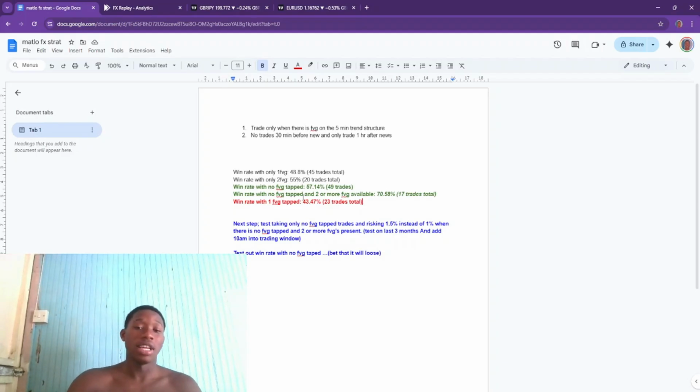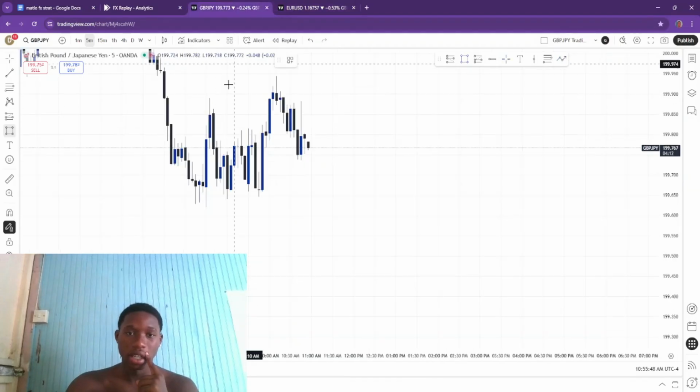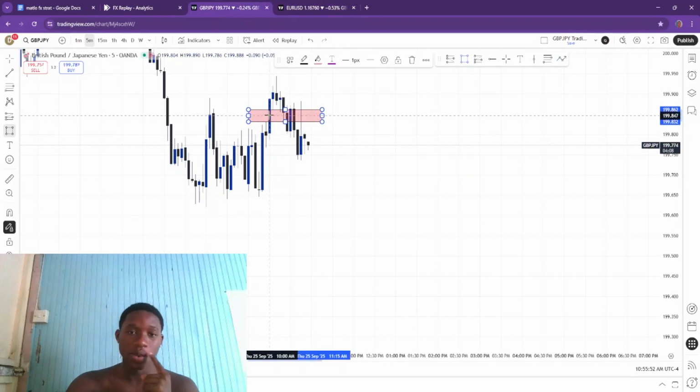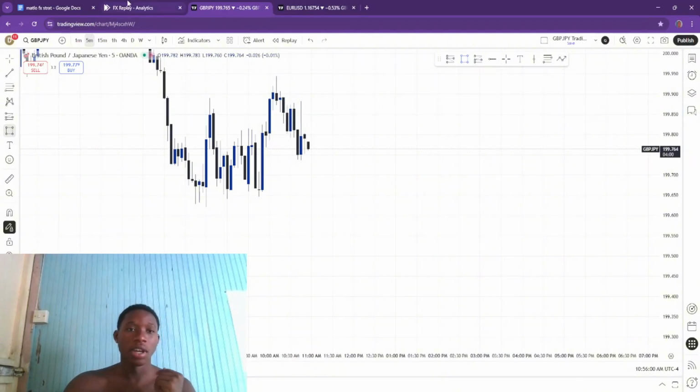Now, here's the interesting factor. The win rate with FVGs that were not tapped. For example, a tapped FVG would be that. You see that FVG right there? That's an FVG, that's a gap. So an untapped FVG would be price not touching inside of that zone, but that would be a tapped FVG because price went inside to touch it, right?